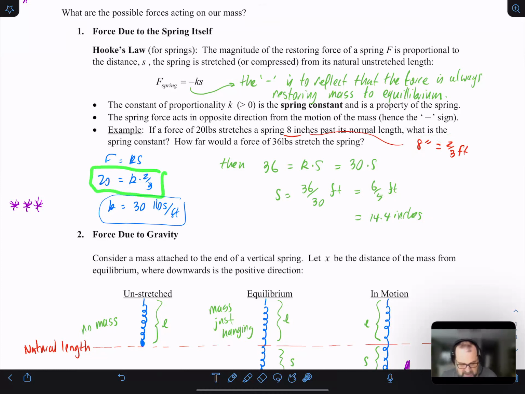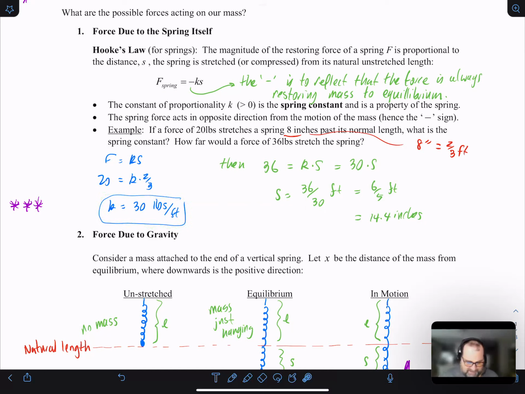So 20 would be equal to K times 2/3. And from that, we can solve for K and get that K is 30 pounds per foot. So these are the empirical units. Classically, the empirical units for a spring constant is pounds per foot. So that is the spring constant for this particular spring.